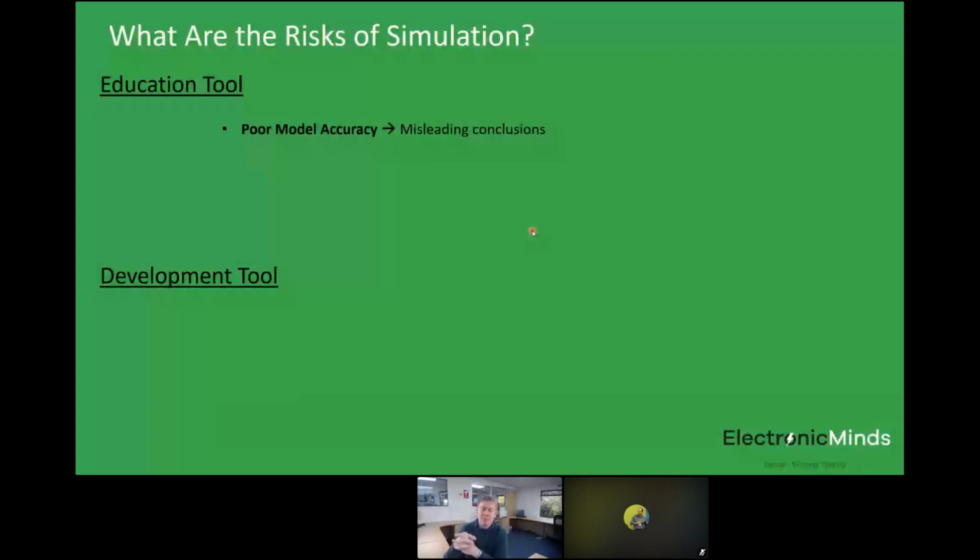And that model accuracy is a subjective thing. A good model is a bad model to someone else. It depends what you're modeling. So keep an eye on your model accuracy and make sure you know how those models work.